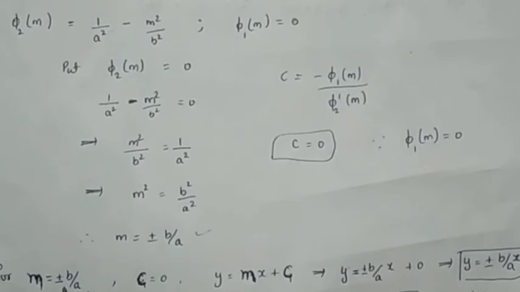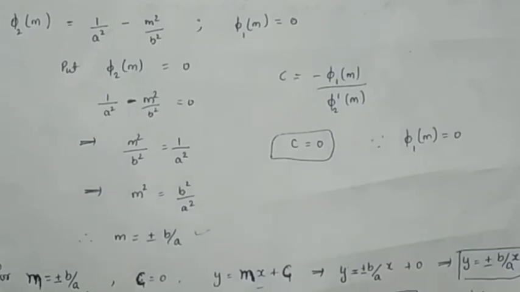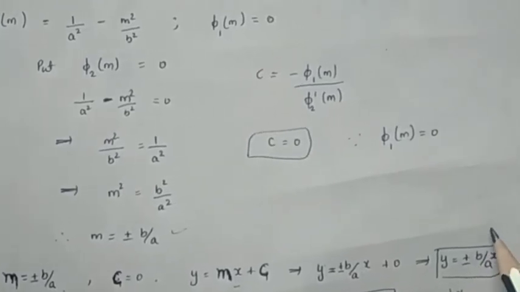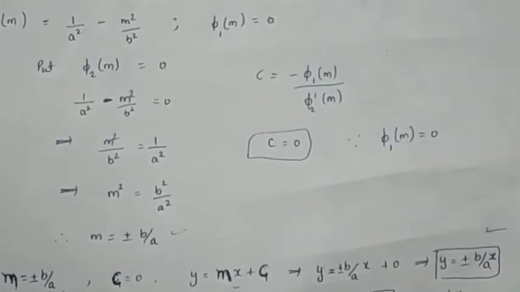We substitute both values into the equation of the line, y is equal to mx plus c. You get y is equal to plus or minus b by a x.